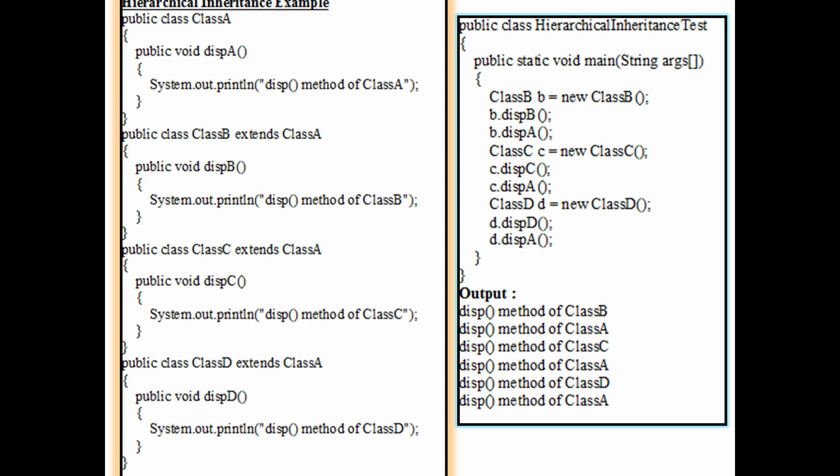And the output of this program: display method of class B, display method of class A, display method of class C, display method of class A, display method of class D, and display method of class A.